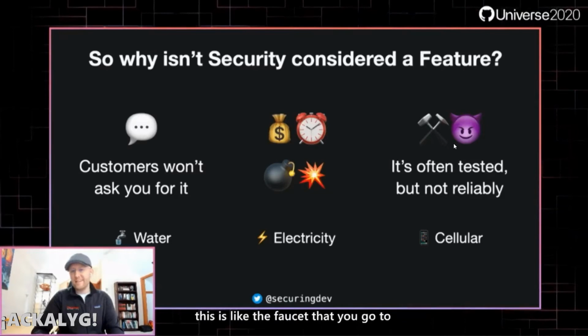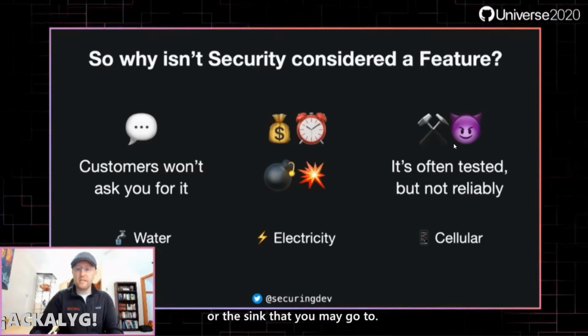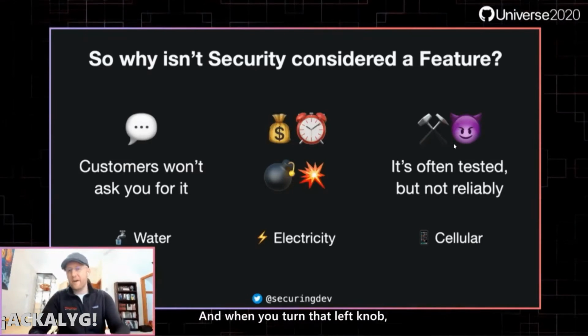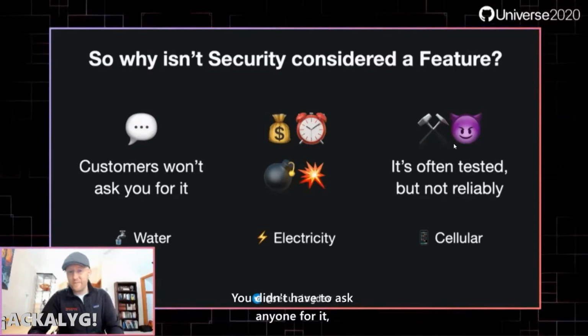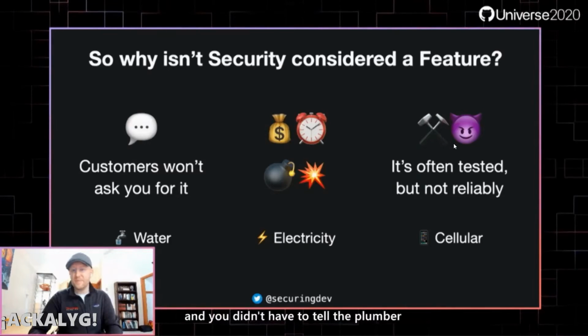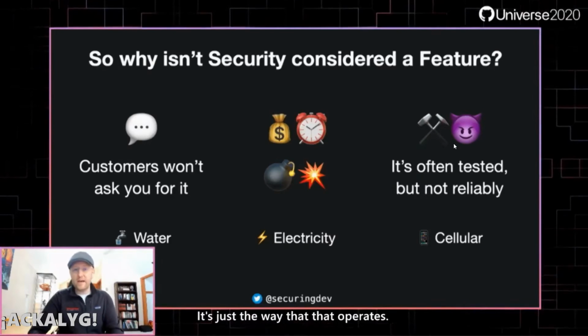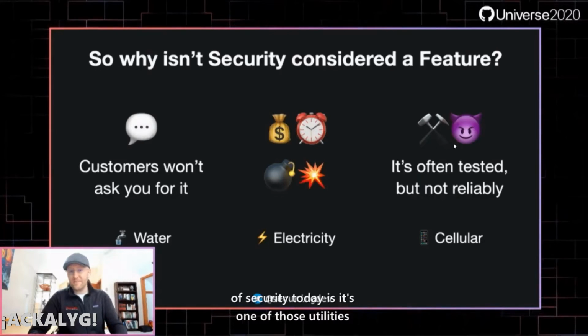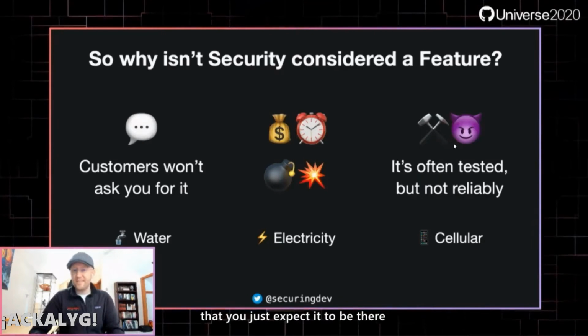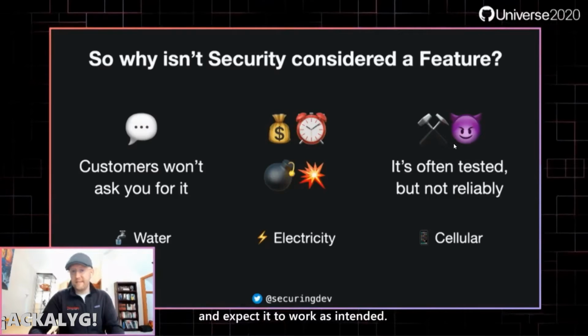In a lot of ways, I like to say this is kind of like the faucet that you go to or the sink that you may go to, and when you turn that left knob, you expect the water to be hot. That's universally true. You didn't have to ask anyone for it, and you didn't have to tell the plumber to install it that way. It's just the way that that operates. And so in a lot of ways, that's the way that people think of security today, is it's one of those utilities that you just expect it to be there and expect it to work as intended.